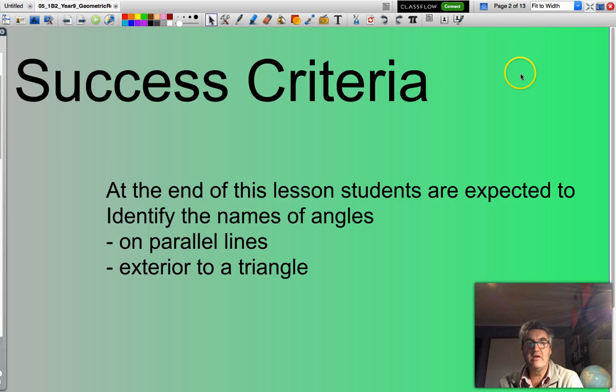Today we're going to look at calculating angles that are on parallel lines or perhaps within triangles. So what we'll do is go through a number of examples this time.